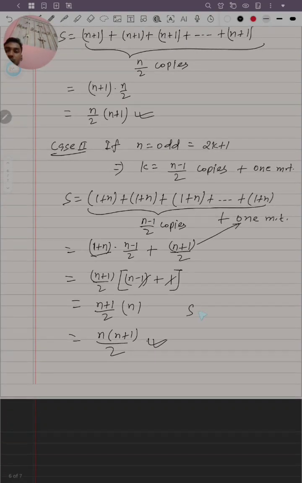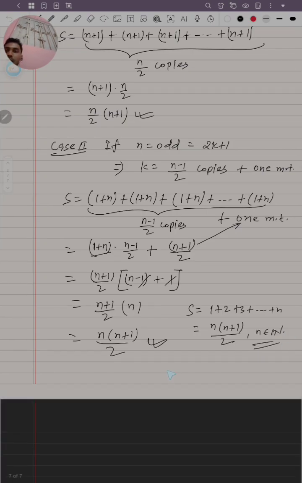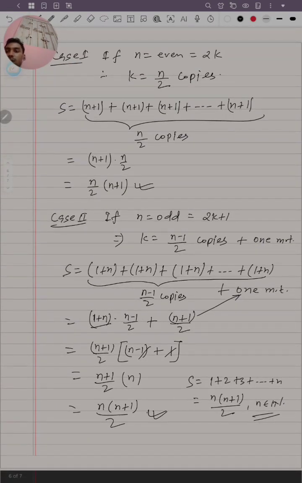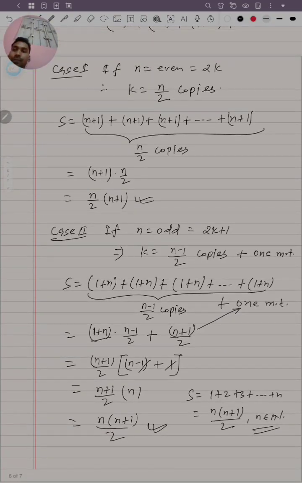So S is 1 plus 2 plus 3 plus dot dot dot plus n, therefore the sum is n into n plus 1 by 2, where n is any natural number. So we can see.